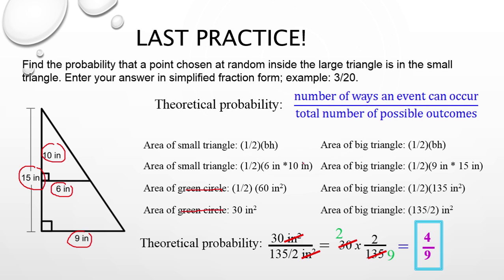So the probability of hitting, if we were to throw something or choose a point inside the small triangle, we get 4 over 9. Alright, so that is all that we have for today.